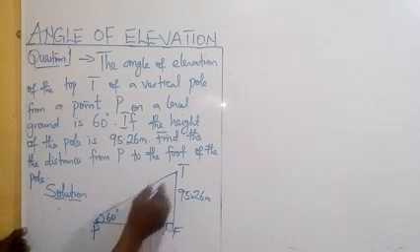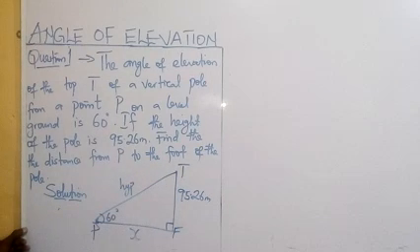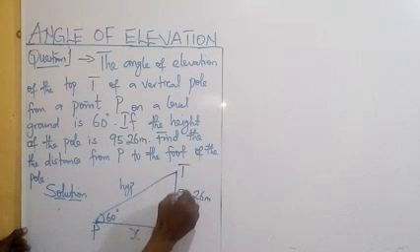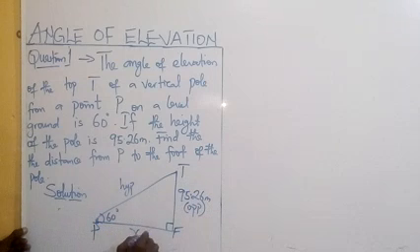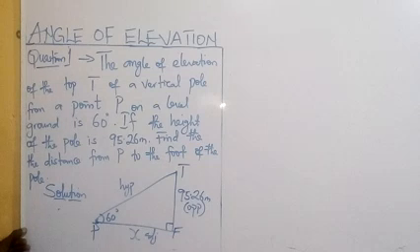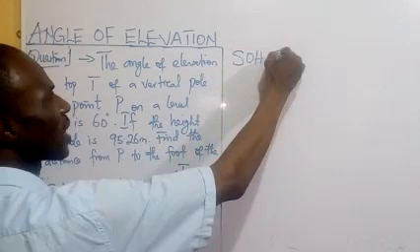Now, don't forget, the longest side is our hypotenuse, while the side facing the angle is our opposite. And the third side is our adjacent. All right. Now, at this stage, we can apply the trigonometric ratio, using SOHCAHTOA.